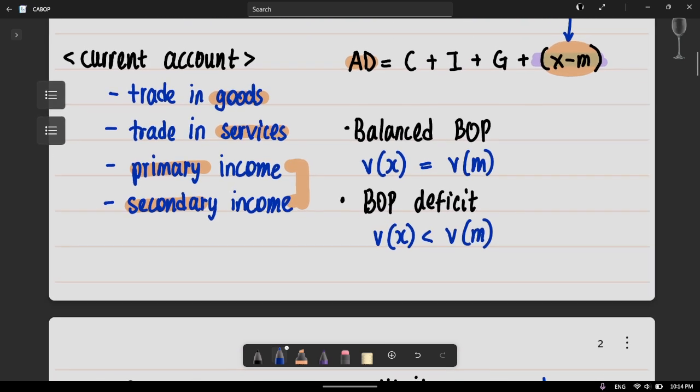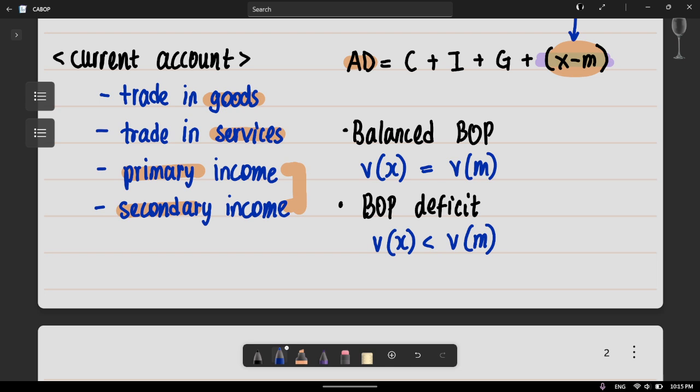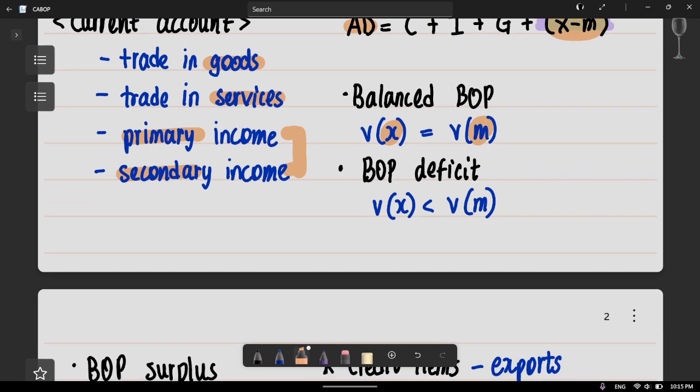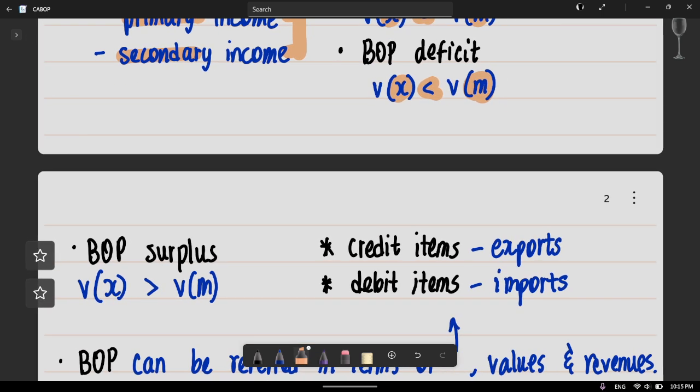Now, when you have a balanced current account or balance of payments, okay, that means that the value of your exports is going to be the same as the value of your imports. Okay. Now, if you have a balance of payments deficit, that means that the value of your exports would be less than the value of your imports. And if you have a balance of payments surplus, that means the value of your exports will be greater than the value of your imports.